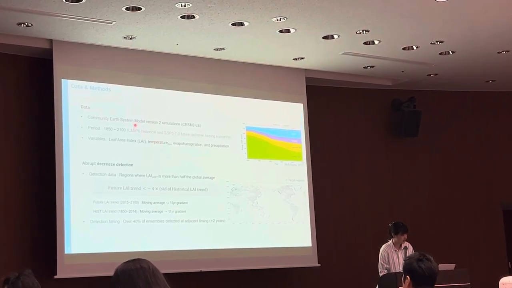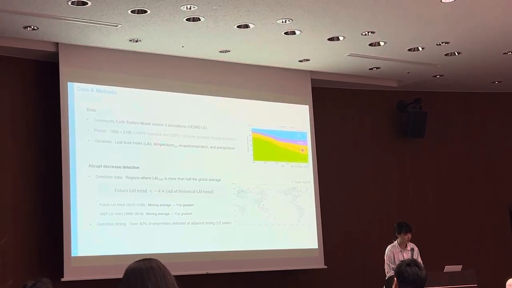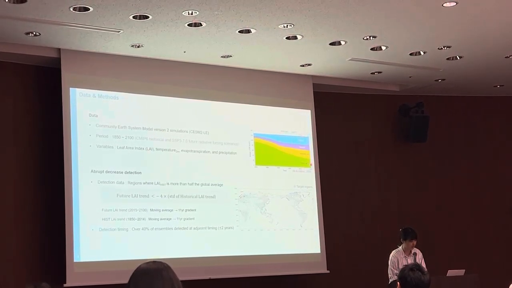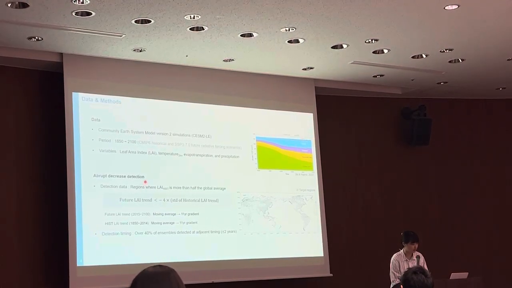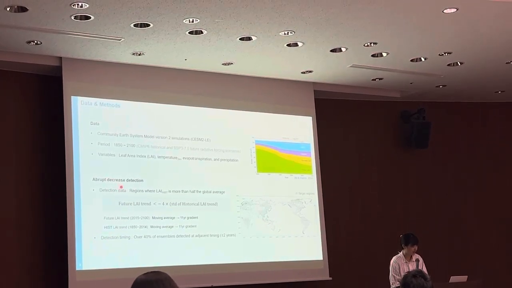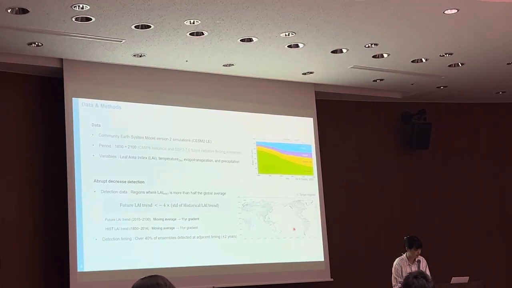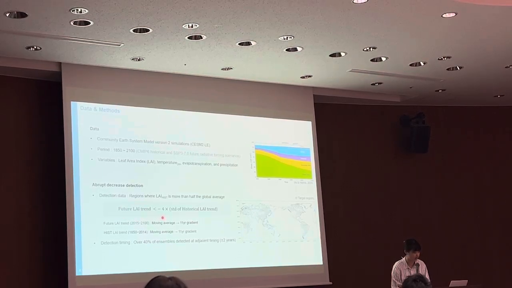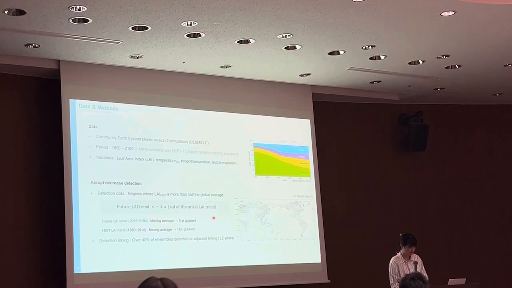Therefore, using this data, it allows us to investigate vegetation dynamics, not only under climate change, but also under this intensified land use change. And we also developed a simple approach to detect abrupt decreases in LAI in these target regions. By this method, we can detect future LAI trends that are totally incompatible with historical experience.